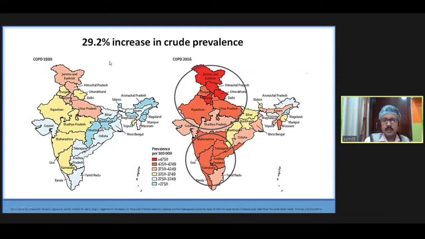Now you can see a 29.2% increase in prevalence in India. You can see it here in the map. This is around 1990, and this data was collected in 2016. You can see here the global percentage has increased, and the prevalence is around a 30% increase.